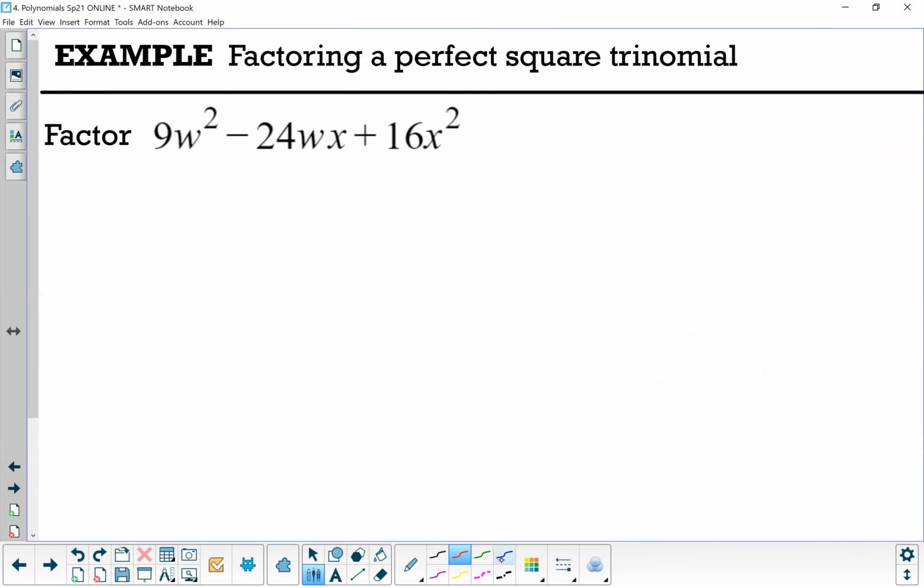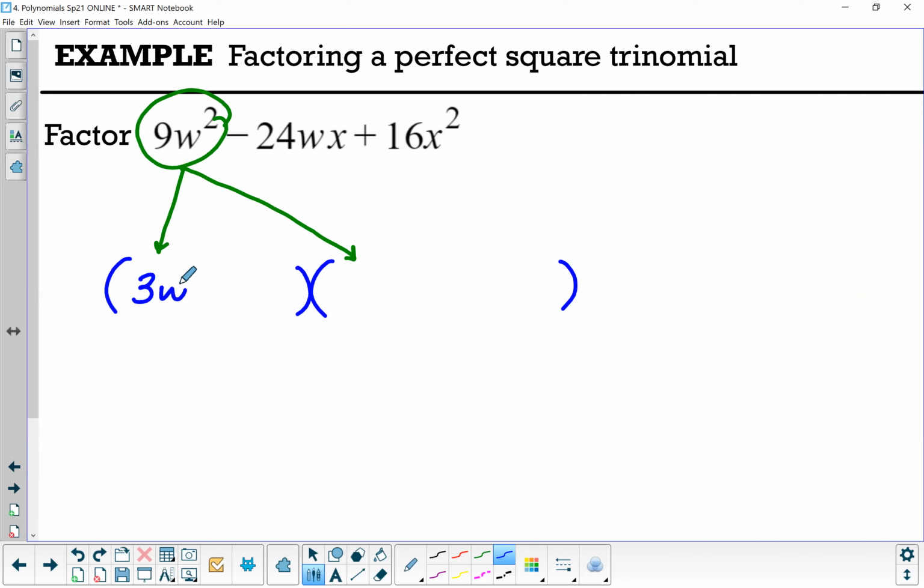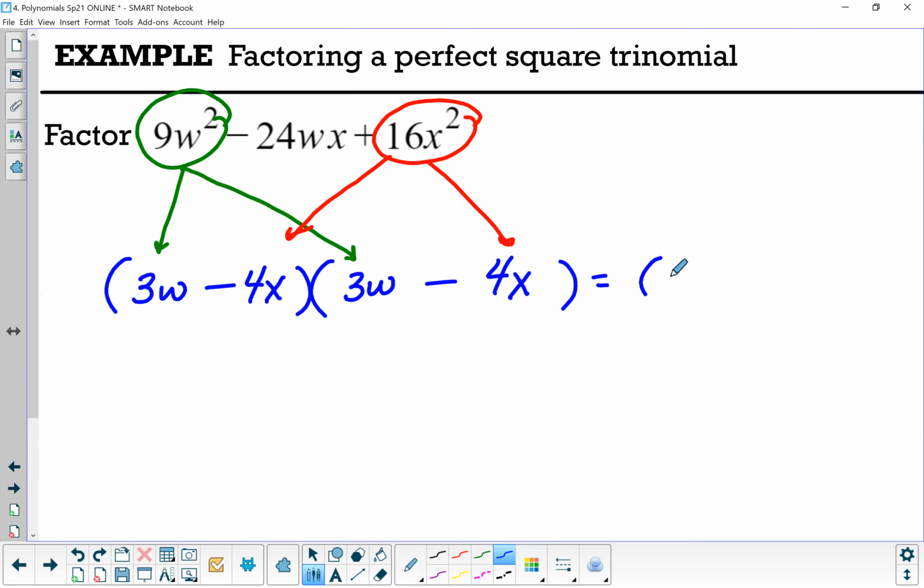All right, so again, if you're guessing and checking, knowing this is a perfect square trinomial, the 9w squared tells you the two factors that go here, 3w and 3w. And you have minus and plus, so both of these are going to be minus. And then 16x squared tells you what goes here and here. So we have 4x and 4x. So this equals parentheses, 3w minus 4x, close parentheses, we're squaring this.